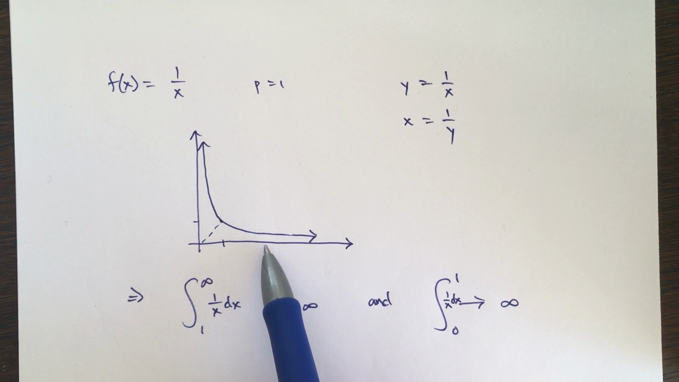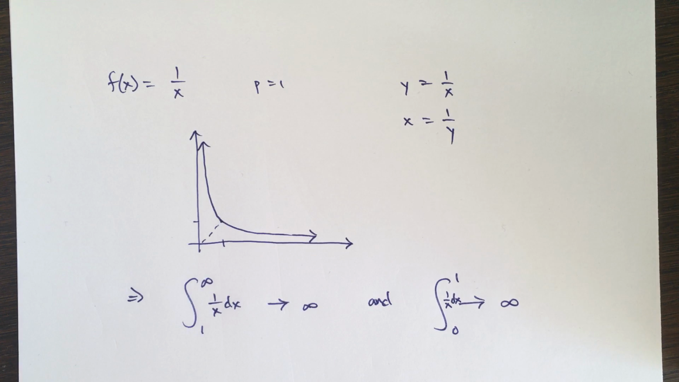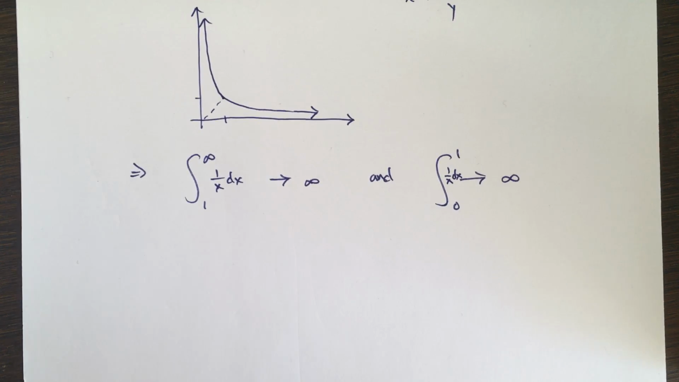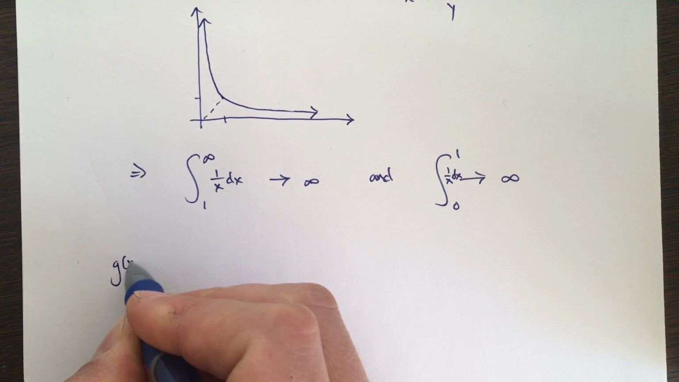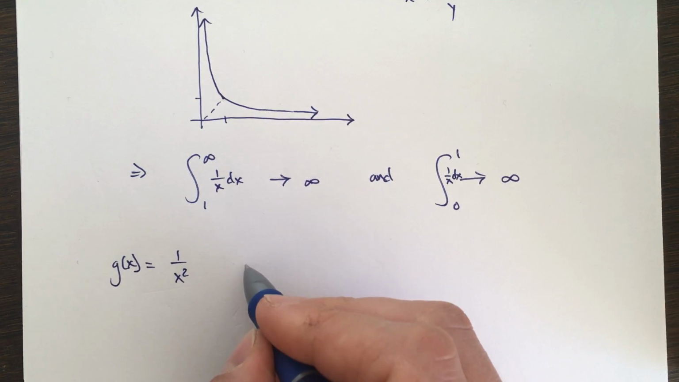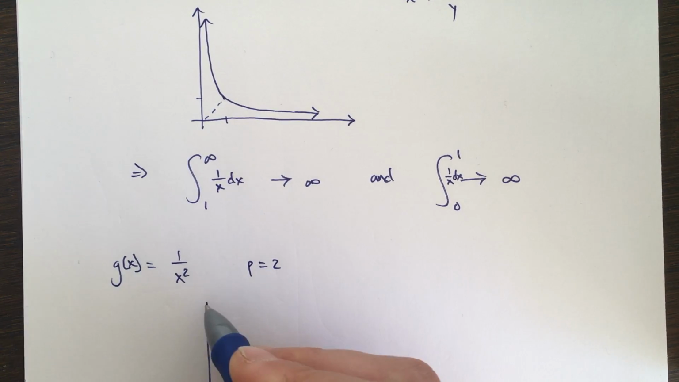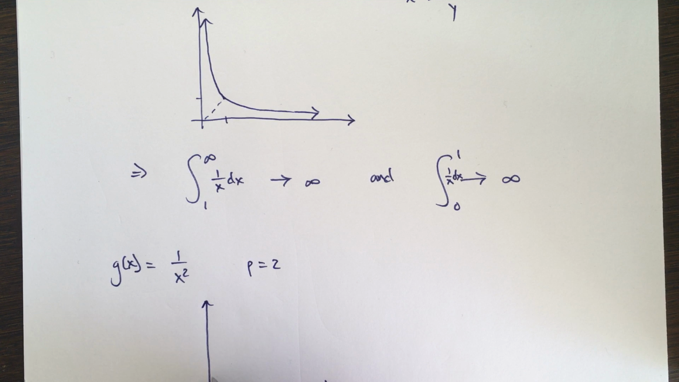Now when we start changing those p-values, what's going to happen is that one side is going to get closer faster while the other one is going to get closer more slowly. So let's take, for example, the classic g of x equals 1 over x squared. Now p equals 2 in this case. So as we plug in values for x, it still crosses at 1, 1 right there. But now when I plug in 2, I get 1/4, which is quite a bit less than what it was up here, which was 1/2.